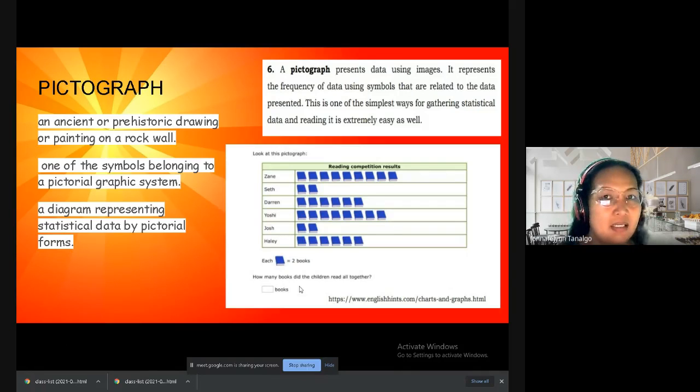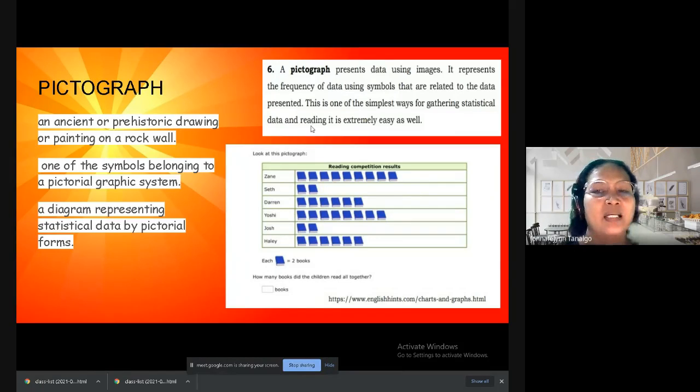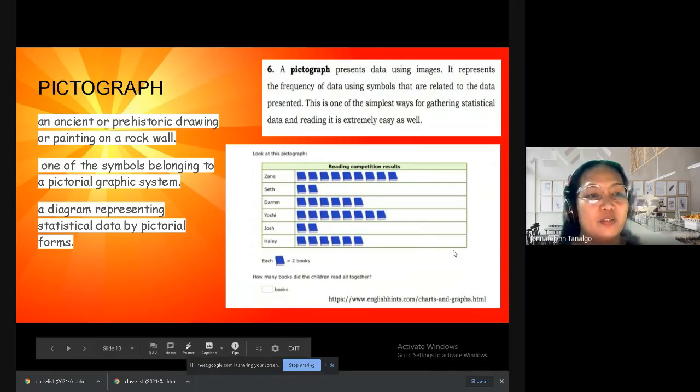I think you're going to do one performance task using a pictograph. It represents the frequency of data using symbols that are related to the data presented. This is the simplest way of gathering statistical data, and reading it is extremely easy as well.